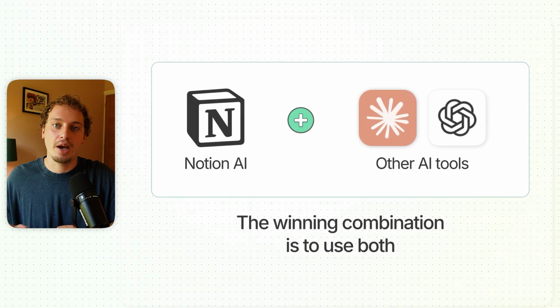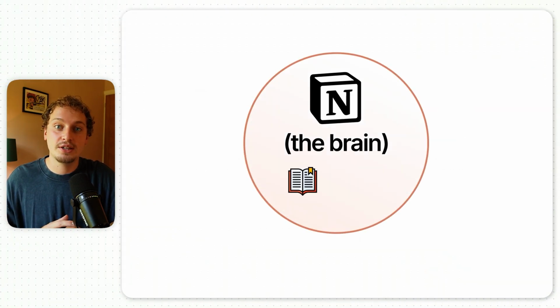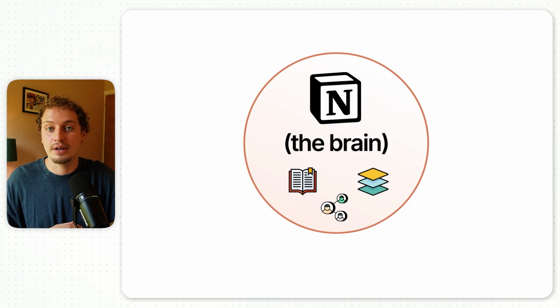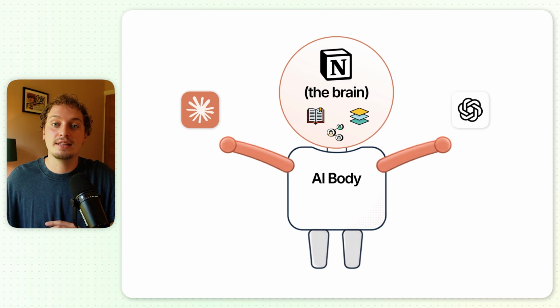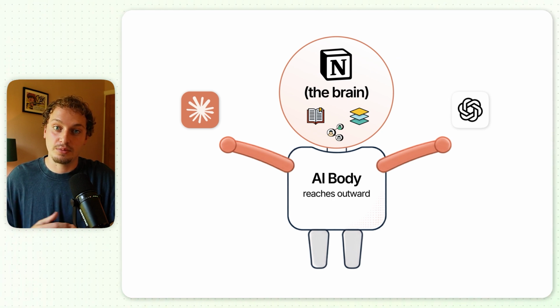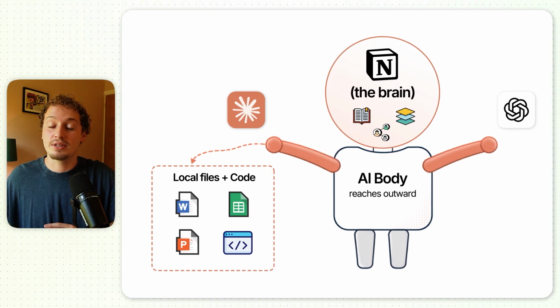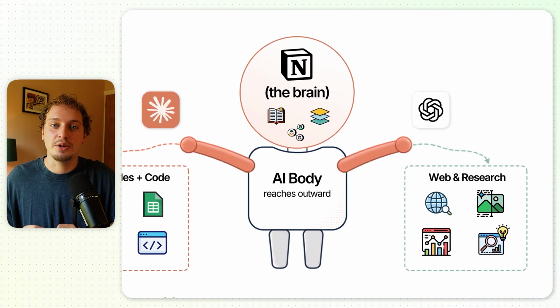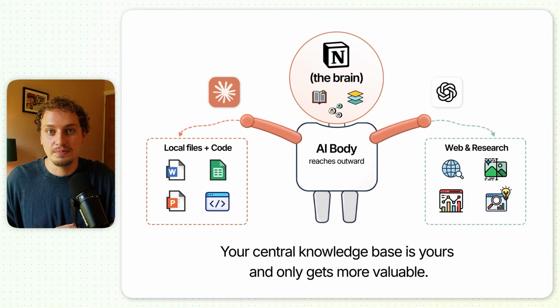The analogy I keep coming back to is to think of Notion as your brain, the place where all your knowledge, context, and team collaboration lives. Claude and ChatGPT are like the body. They can interact with things that are external to the brain. And sometimes the Claude body will be better at doing something, sometimes ChatGPT body will be better, but your central knowledge base is yours and it only gets more valuable.